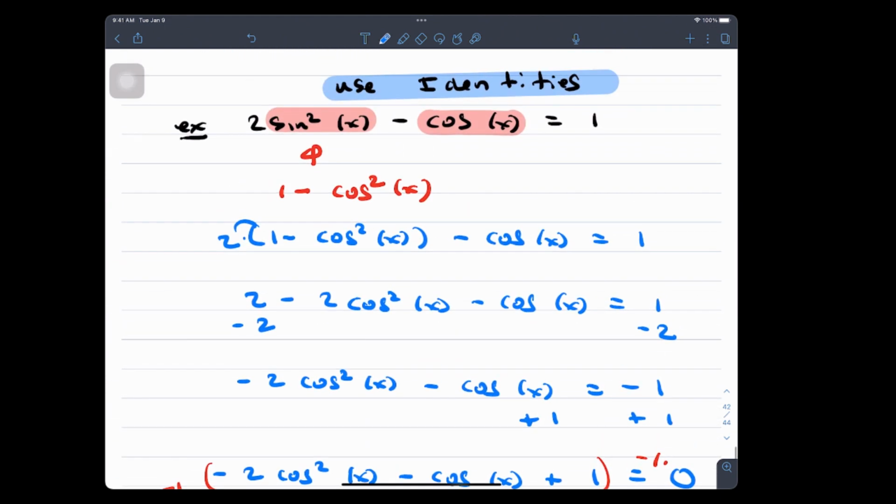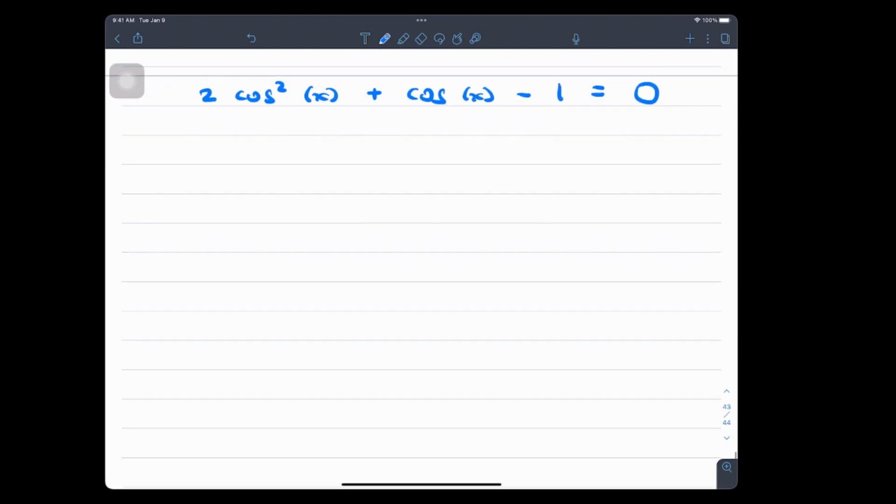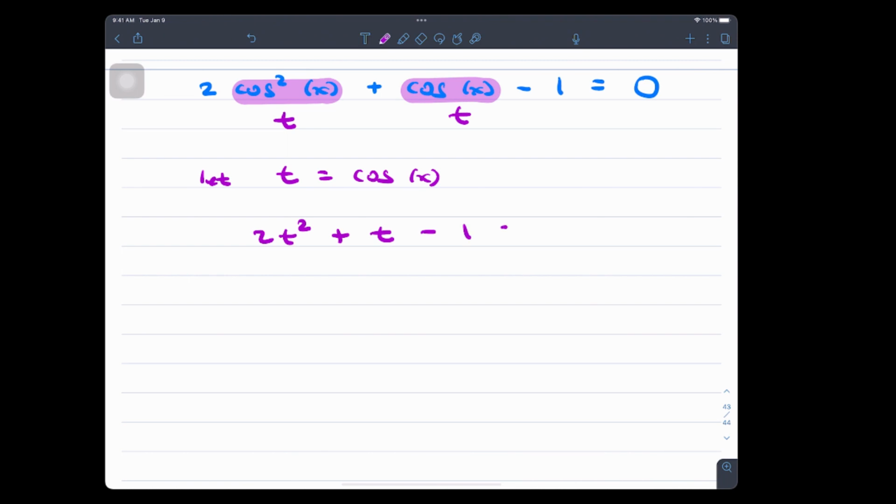So this is what they mean by use some identities here. Change this to a cosine squared, not a sine squared. So you now have a nice quadratic equation in terms of cosine, because now you're going to let, like we did yesterday, remember, we did something like this yesterday, this be t. You say, what do you mean t? You're going to let t be your cosine. So that gives you 2t squared plus t minus 1 is 0. You're going to get to factor this like we did yesterday.